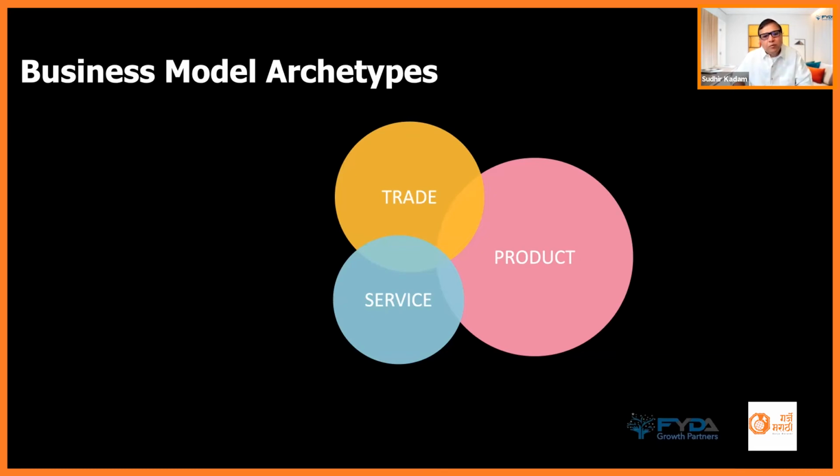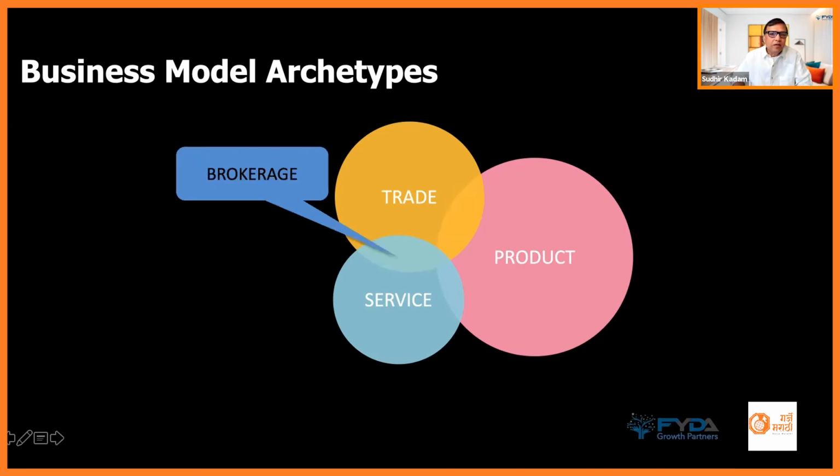But what is going to be more interesting for us now is to look at those intersections that you have. You have an intersection between trade and service, between trade and product, and between service and product. The intersection between trade and service is brokerage. That means you're providing trade as a service.